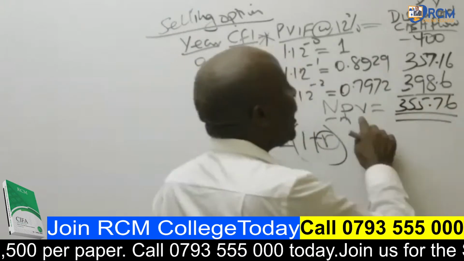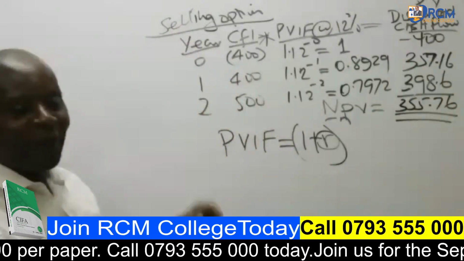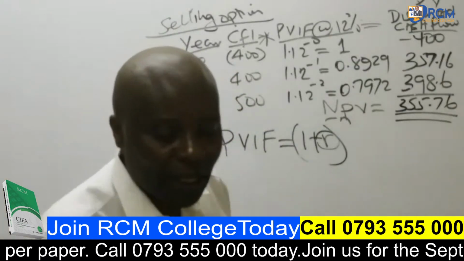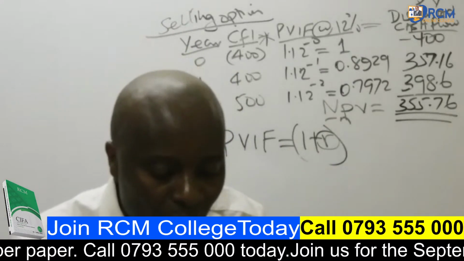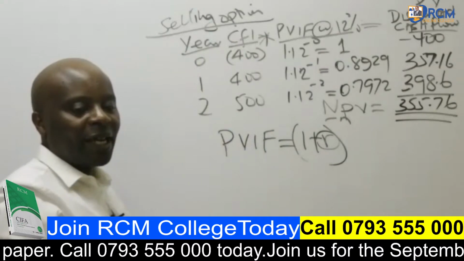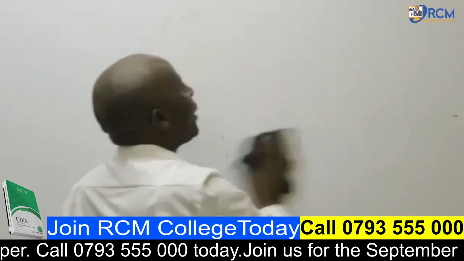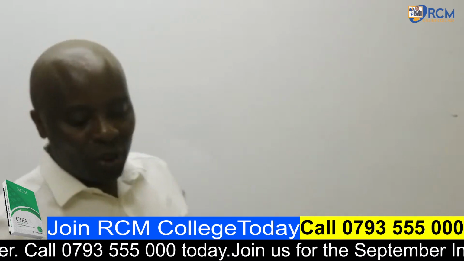355.76 is now my net present value if I decide to sell. So this is the selling option. Fortunately, you have this figure, and I can easily rub this from my board for option number 1. Can I rub very fast? Yes. Thank you very much. That is the selling option. From there, we go to the second option.